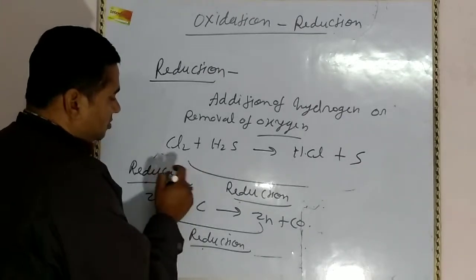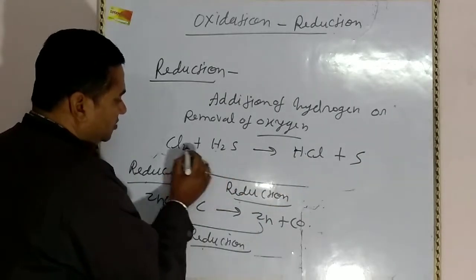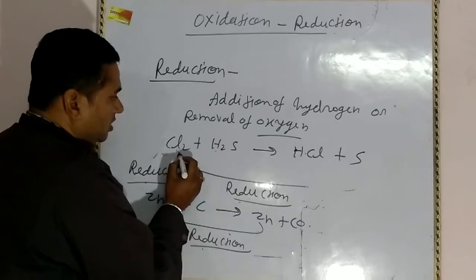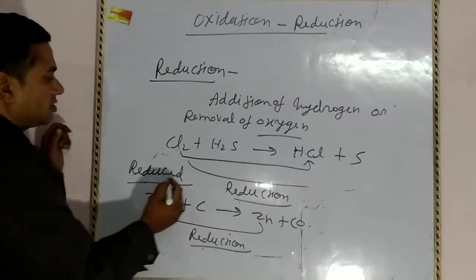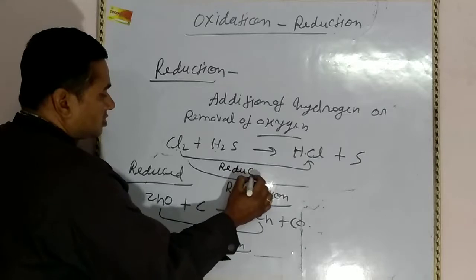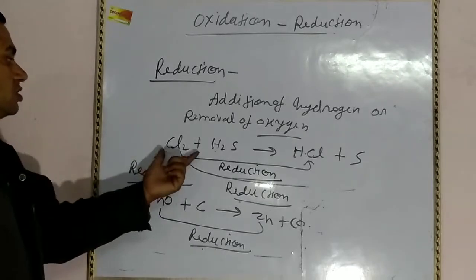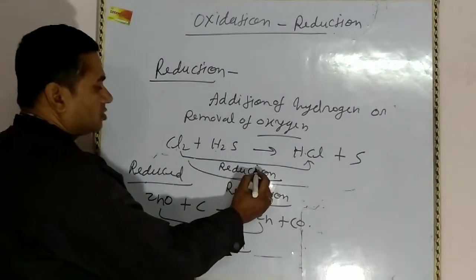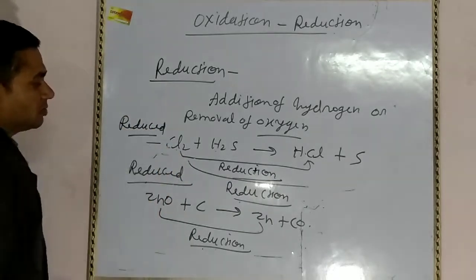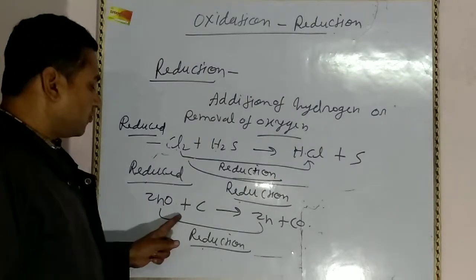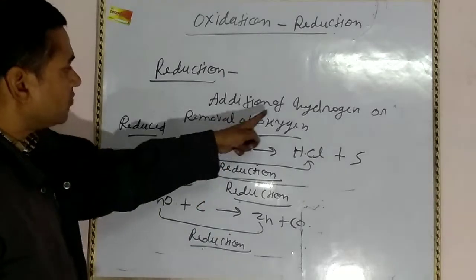So here you are seeing Cl2 means hydrogen has been added to Cl and it forms hydrochloric acid. So this is also reduction. Hydrogen has been added to Cl2. So this is also an example of reduction. So Cl2 has been reduced. Means here you are seeing removal of oxygen and here you are seeing addition of hydrogen.